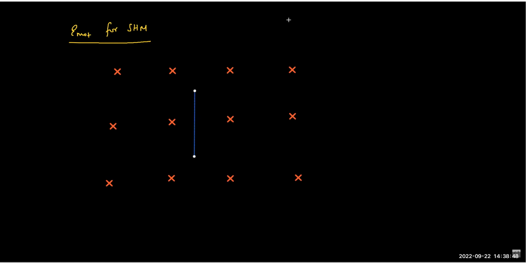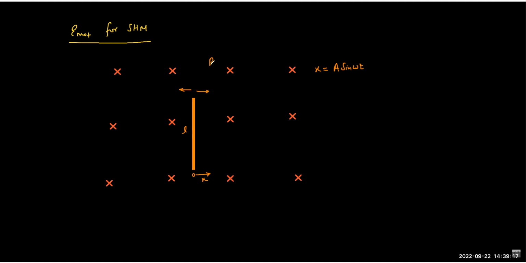So this thin rod is performing oscillatory motion, to and fro motion. The length is L, and if I choose this as origin, so the x coordinate of the rod at any instant is given by A sine omega t.